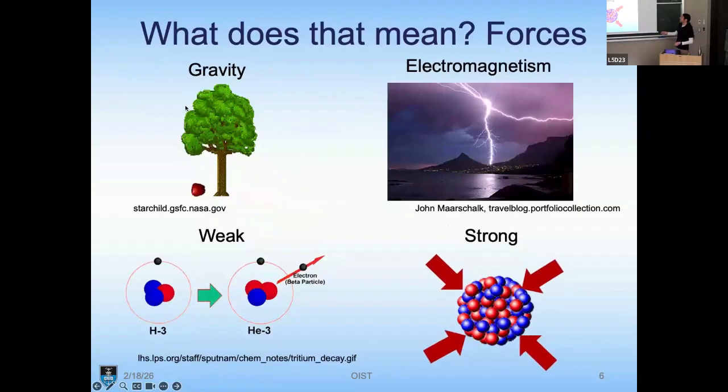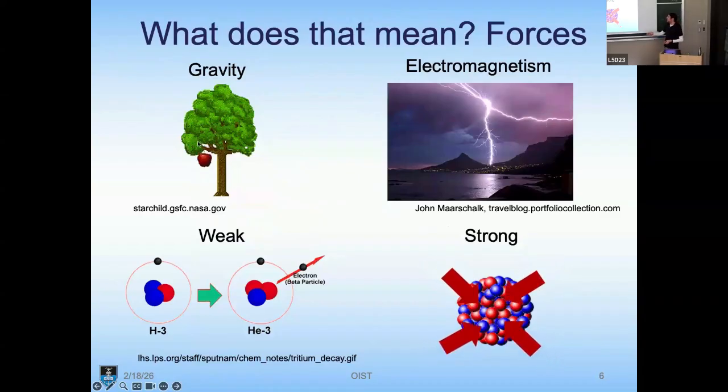So what are the forces? So we've got gravity, electromagnetism, the weak force and the strong force. We're used to gravity. We're used to electromagnetism, shocking ourselves in the socket. The weak force, roughly speaking, breaks nuclei apart, and the strong force, roughly speaking, keeps nuclei together.